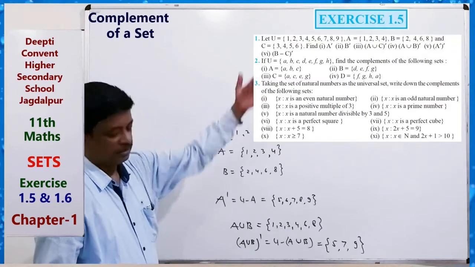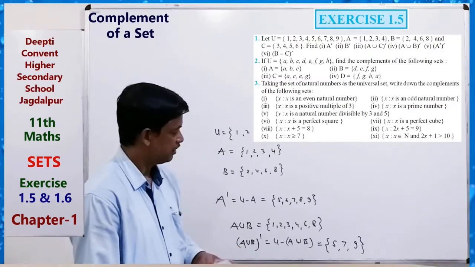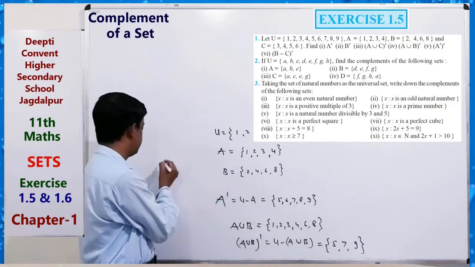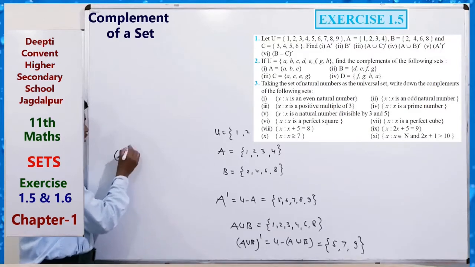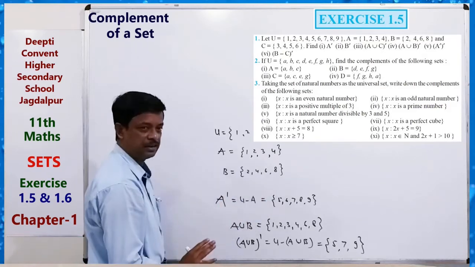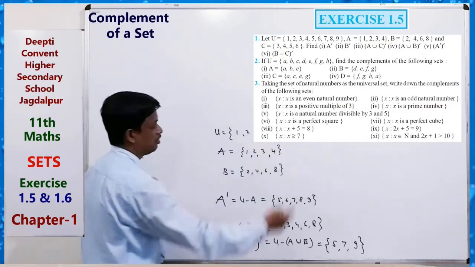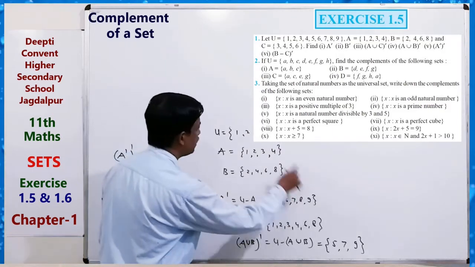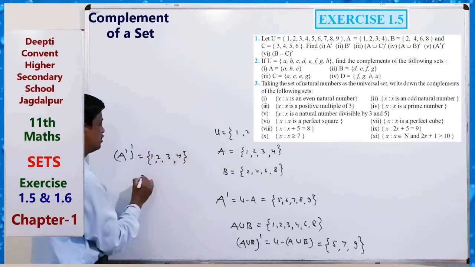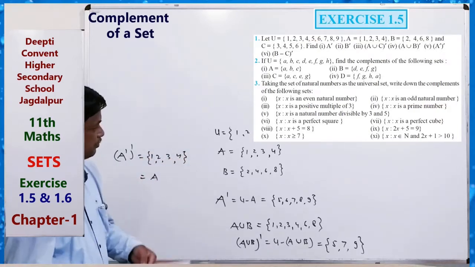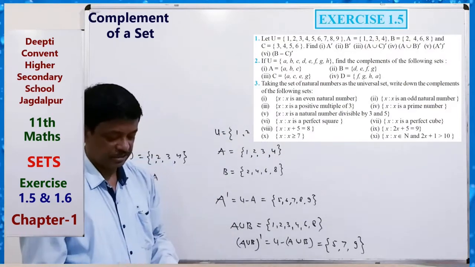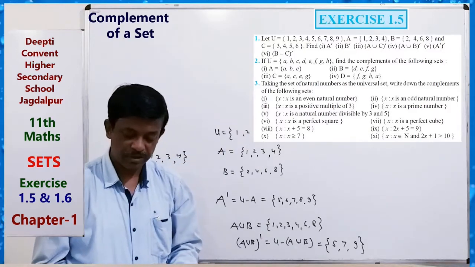So you can find the complement of the remaining ones. A dash dash means the complement of A dash, so first of all you have to find A dash. This is A dash, 5 6 7 8 9. Now the complement of this means except all these elements, so 1 2 3 4. So this is what? A. By using the complement of a set you can get the result. So you have to write all this in your copy. Okay.